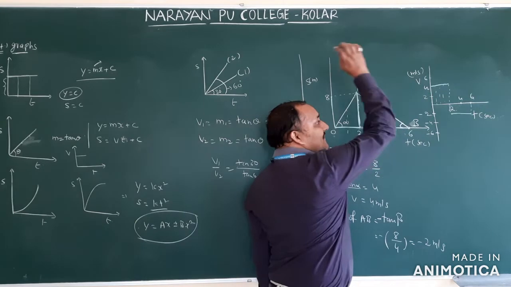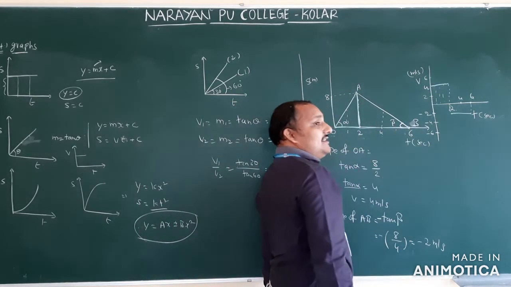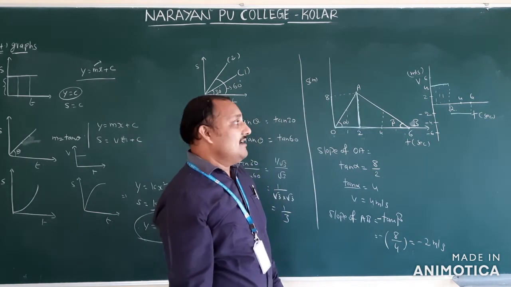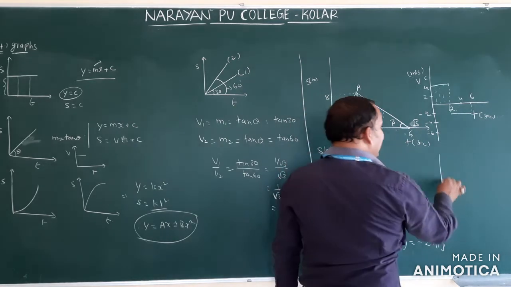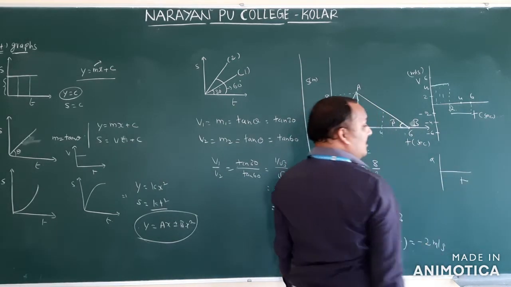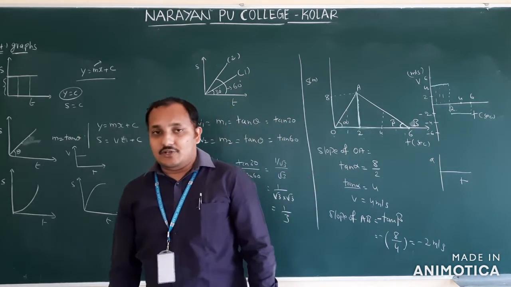For the same graph, if they ask for the acceleration time graph, acceleration is 0 because it is moving with constant velocity. Therefore, simply you can draw one line like this. If they ask for the acceleration time graph, no graph will come because it is going to become 0. Acceleration is going to become 0. Okay.